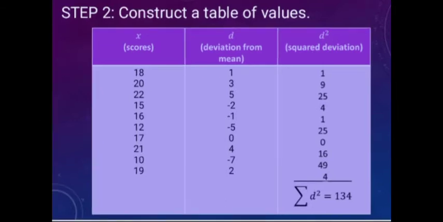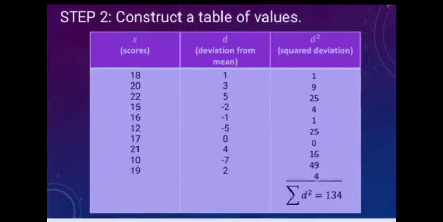Since the scores are given, let us get the deviation from the mean. The deviation from the mean, or d, is equal to the score minus the mean. And we know that the mean is equal to 17. So 18 minus 17 is 1. 20 minus 17 is 3. 22 minus 17 is 5. 15 minus 17 is negative 2. 16 minus 17 is negative 1. 12 minus 17 is negative 5. 17 minus 17 is 0. 21 minus 17 is 4. 10 minus 17 is negative 7. And 19 minus 17 is 2.